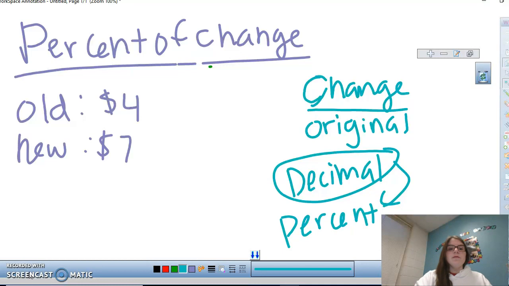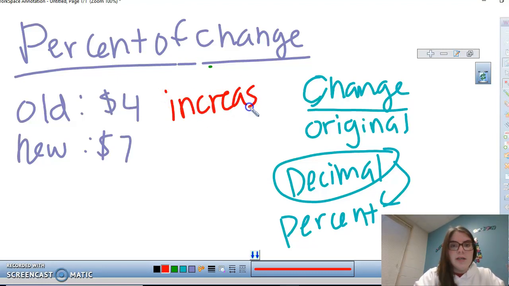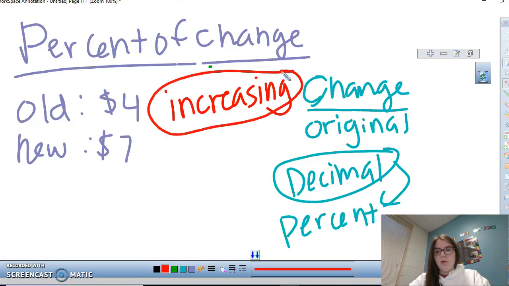So if we're looking at this first problem right here, it says the old amount was $4 and the new amount was $7. Well, if I go from $4 to $7, that would be increasing because it's going up. So that's going to be the first part of my answer. So I'm going to write the word increasing, and I'm going to circle it. Perfecto.